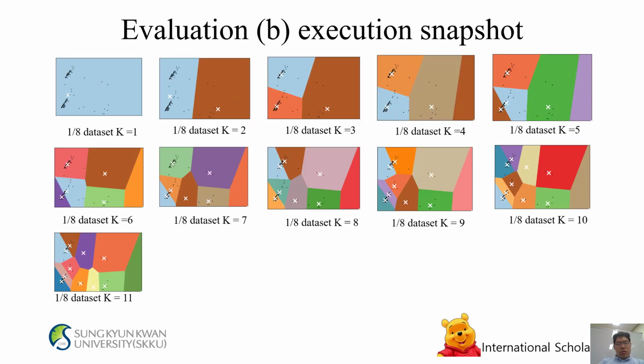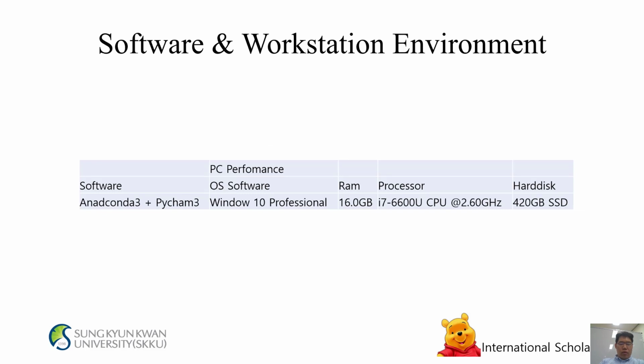Evaluation B execution snapshot. A for one dataset for k equals 1, k equals 2, k equals 3, and fourth, fifth, sixth, seventh, eighth, ninth, tenth, and 11th. And this also shows that for the A for one dataset, k equals 7 is the optimal result for this experiment. Using the index, we recognize the optimal result for the experiment.